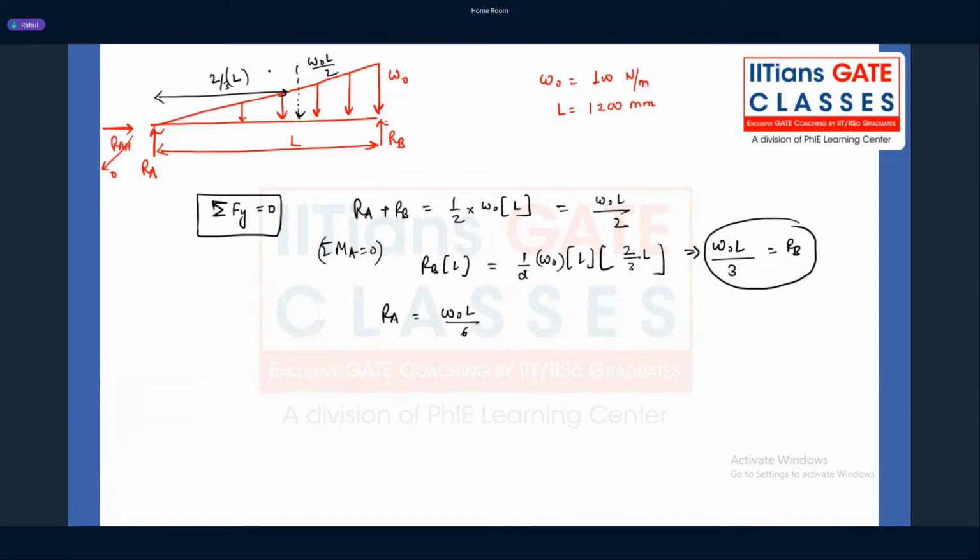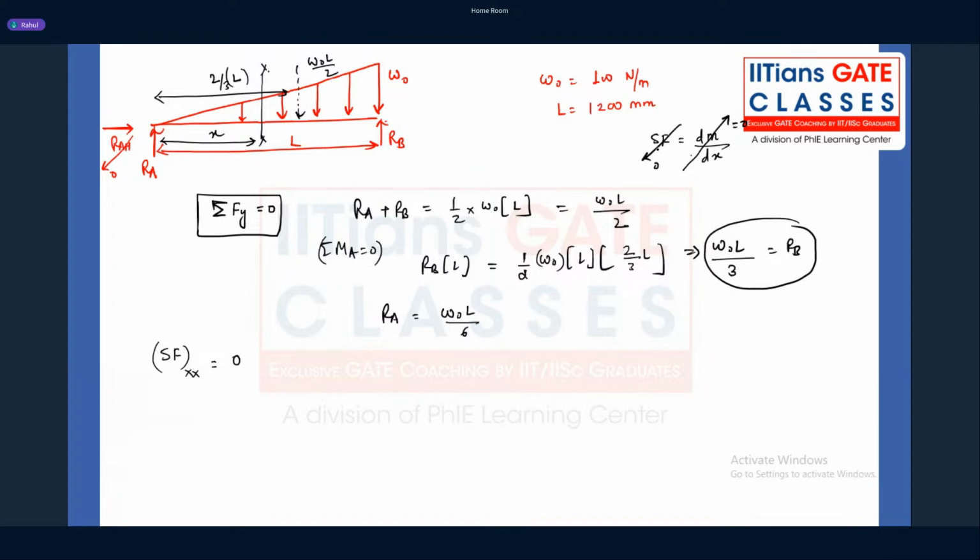You can take any section and try to calculate what is the shear force at that section at a distance x. Shear force at that particular distance we need to equate to 0 because shear force and bending moment relation is what? This is the relation. For maximum bending moment, dM by dx to be 0. For that, the shear force needs to be 0, so that the slope of the bending moment diagram is 0 at that particular point.